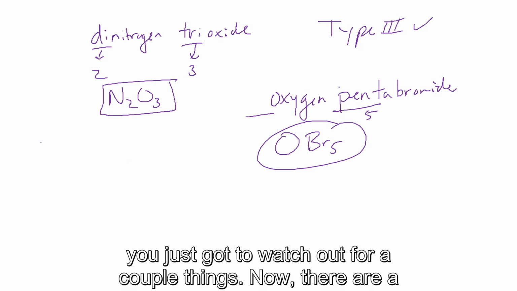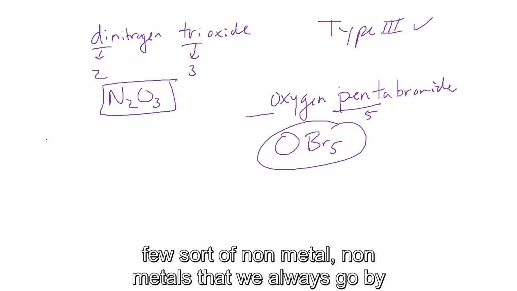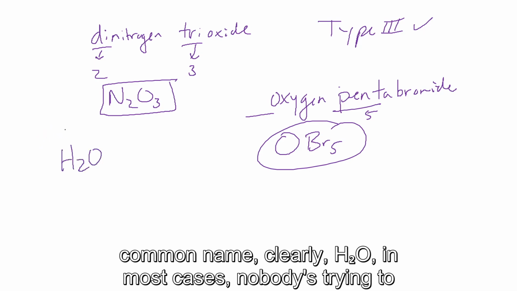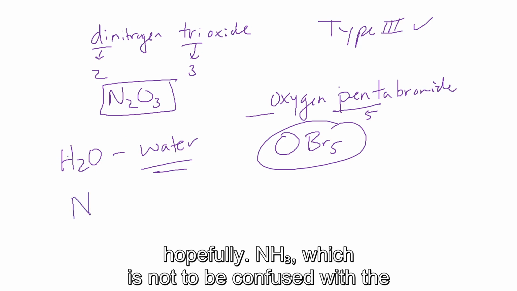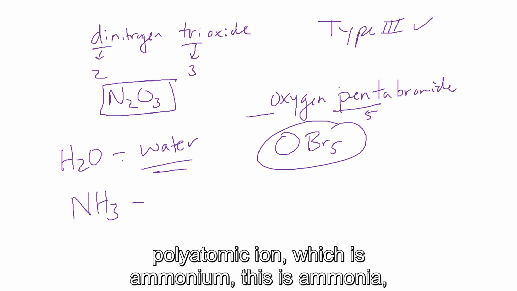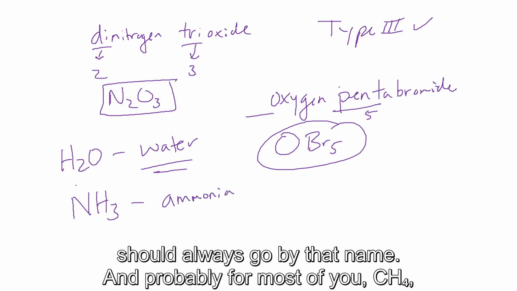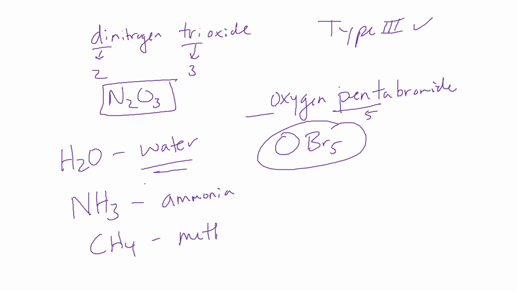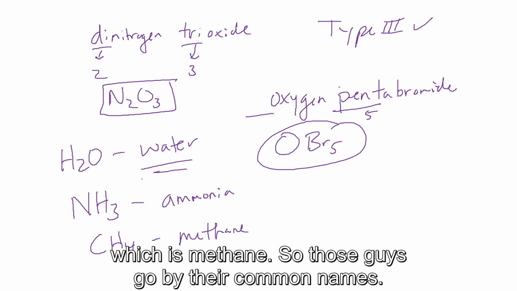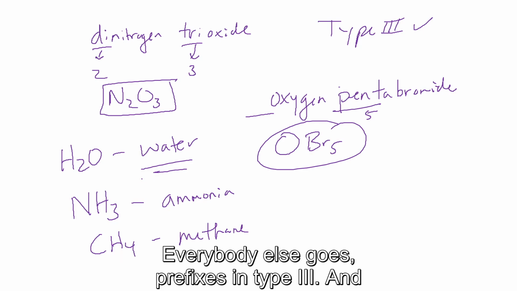Now, there are a few sort of non-metals that we always go by common name. Clearly H2O in most cases. Nobody's trying to trick you. That is water. No dihydrogen monoxide here, hopefully. NH3, which is not to be confused with the polyatomic ion, which is ammonium. This is ammonia. Should always go by that name. And probably for most of you, CH4, which is the simplest organic molecule you could have, which is methane. So those guys go by their common names. Everybody else goes prefixes in type 3.